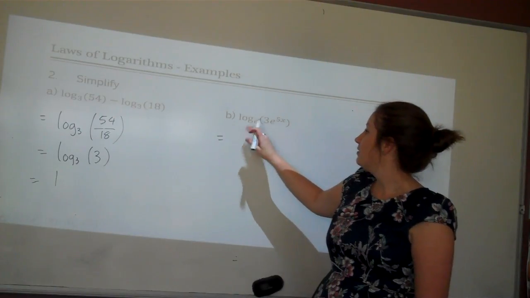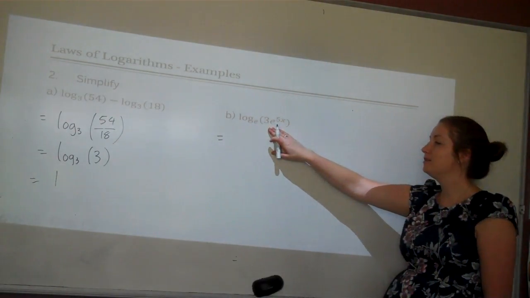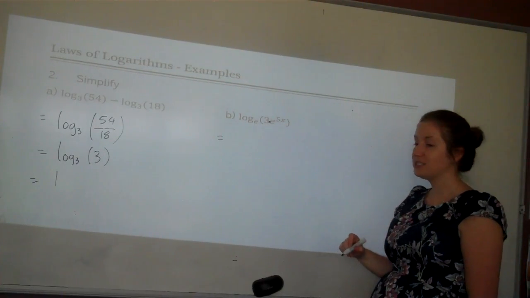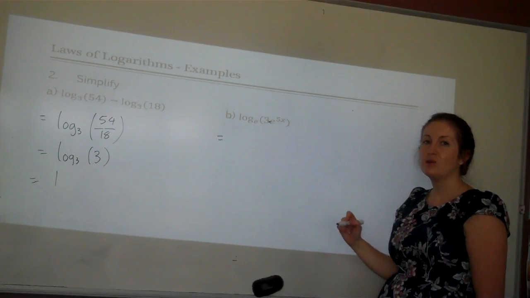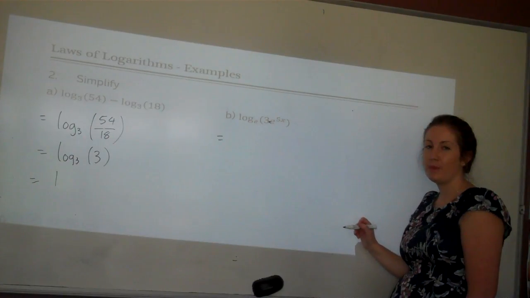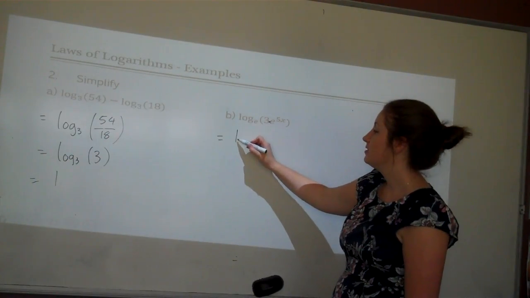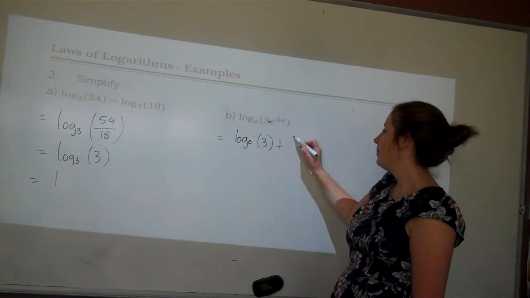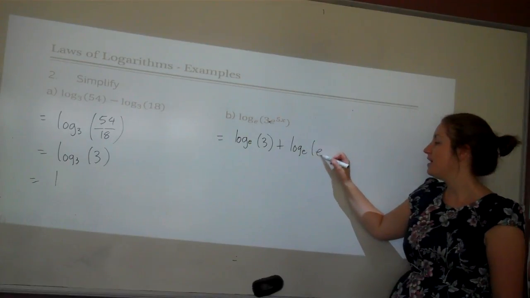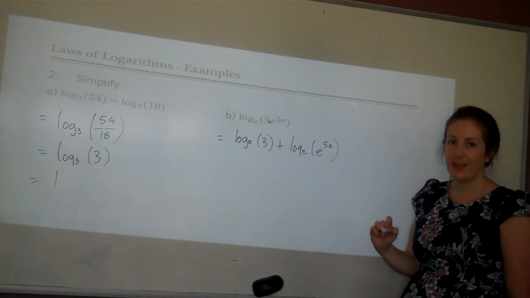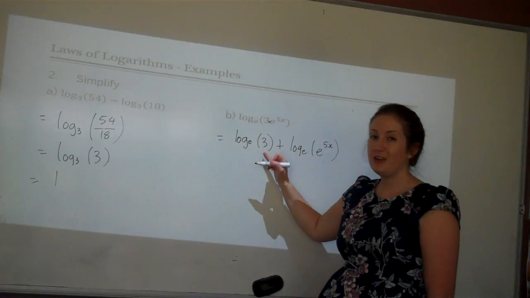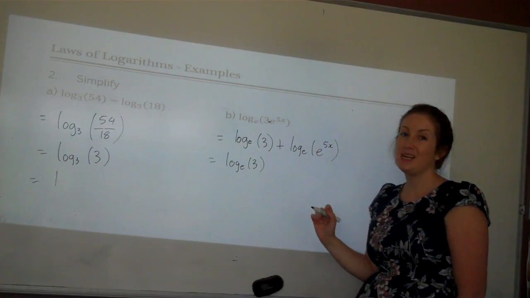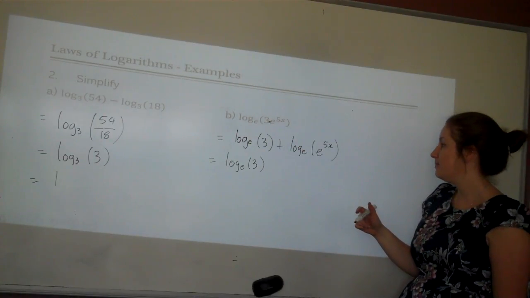Next one, okay, we have log base e of 3 multiplied by e to the power of 5x. When it's not written, there is a multiplication sign in between the 3 and the e. So we can separate this into two separate logs using our first log law. So this is equal to log base e of 3 plus log base e of e to the power of 5x. Now, log base e of 3, we can't work out what that is, not without a calculator. Like I said, it is a number, but we can't work out what it is.